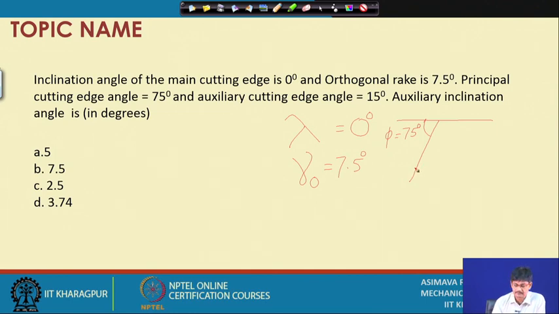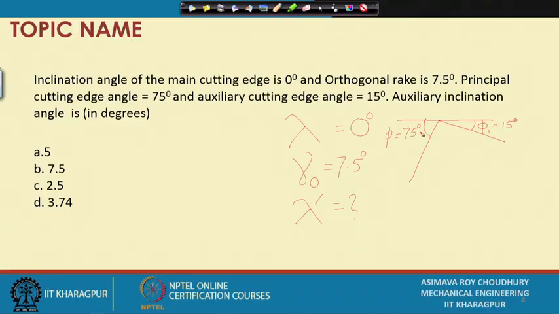This is the main cutting edge, and the auxiliary cutting edge is having an angle of 15 degrees. Once we have this, the auxiliary inclination angle, that means what is the value of lambda dash? This is the question. So, I know lambda, I know gamma O, I know phi, I know phi 1. Can I find out lambda dash? The answer to this question is very interesting. We need not go into any calculation whatsoever.